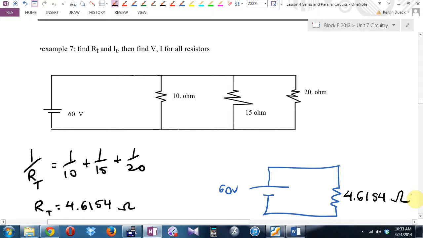1 divided by 10 plus 1 divided by 15 plus 1 divided by 20 equals, reciprocal, equals. Okay? No, exactly like that. Type it that way: 1 divided by 10 plus 1 divided by 15 plus 1 divided by 20 equals, reciprocal button, equals, and you'll be there.